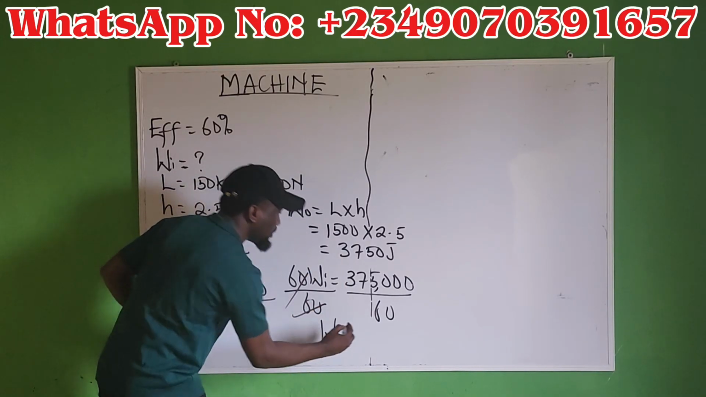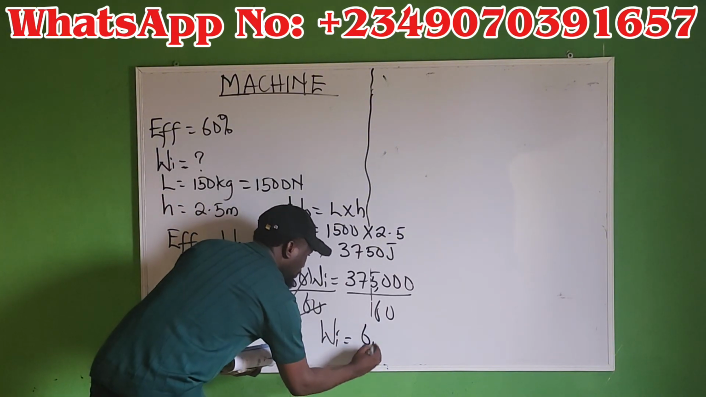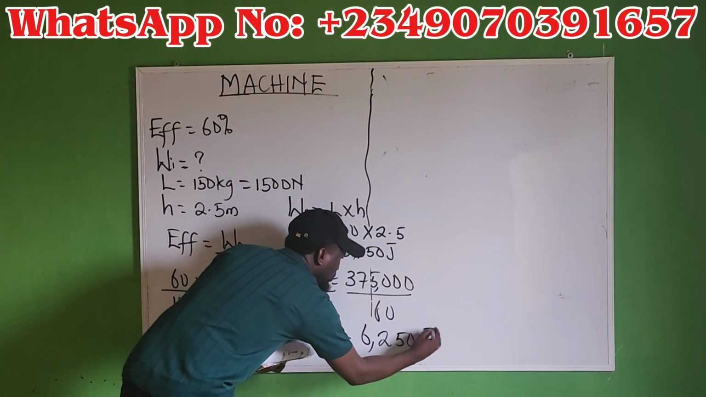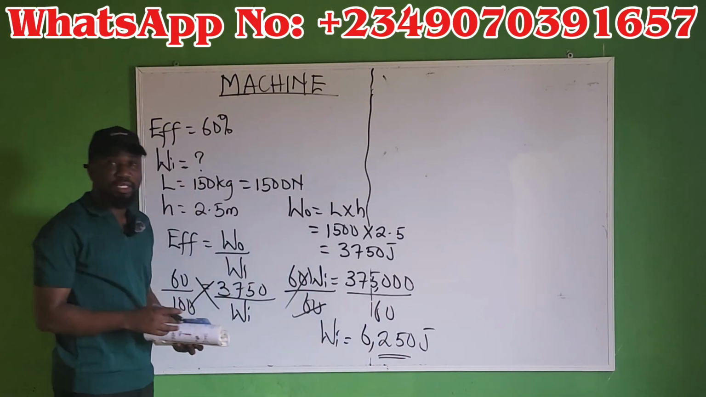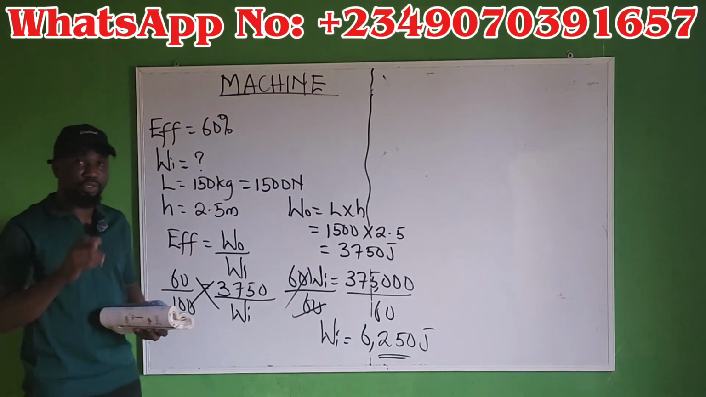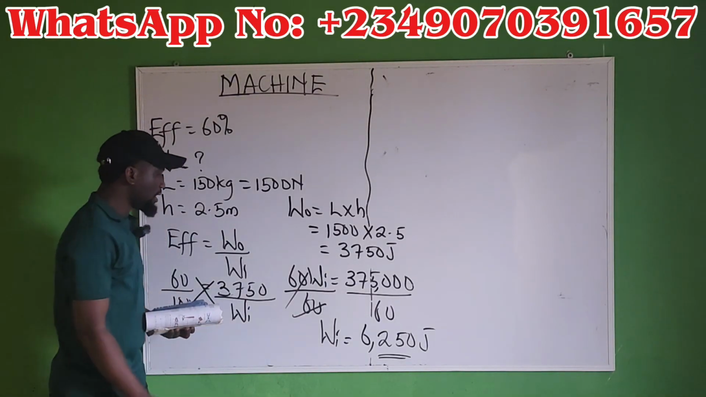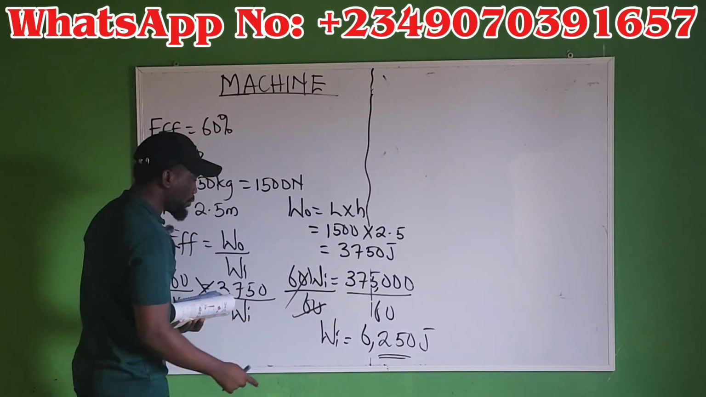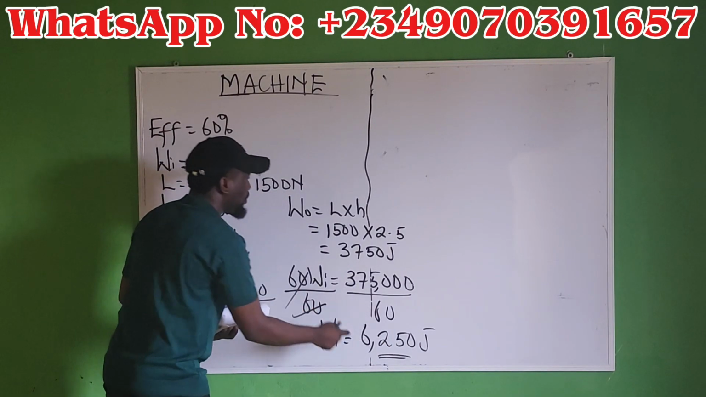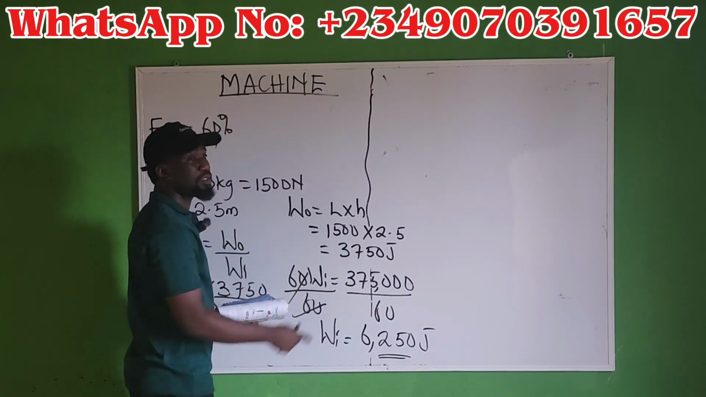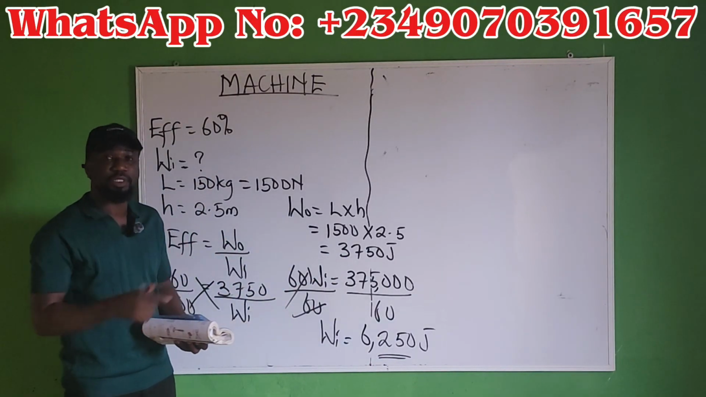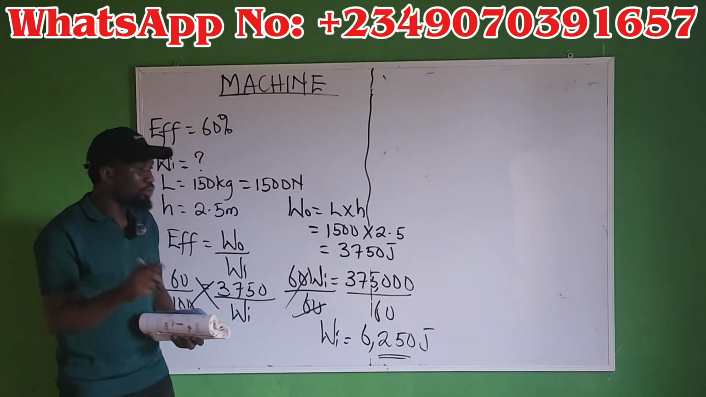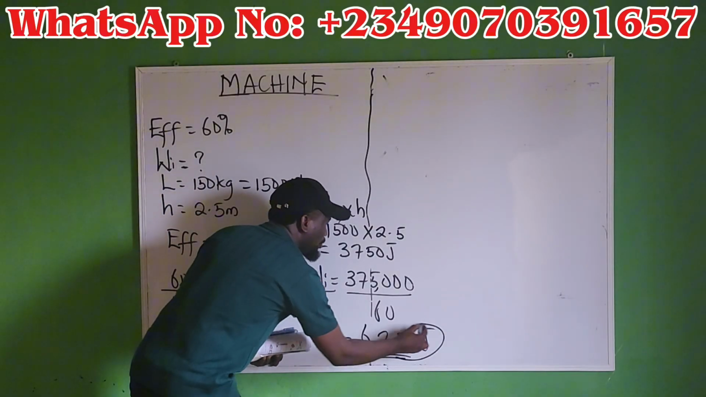So we have 6,250 joules. So the answer is 6,250 joules. And do not forget I said that work input is always greater than work output. So work input here is 6,250, and work output is 3,750 joules.